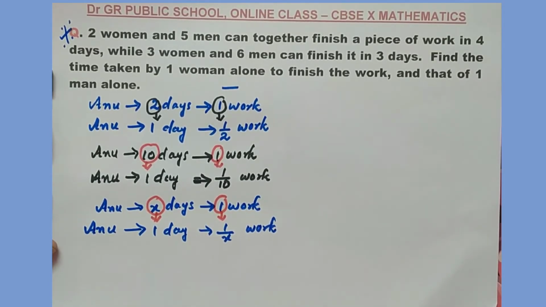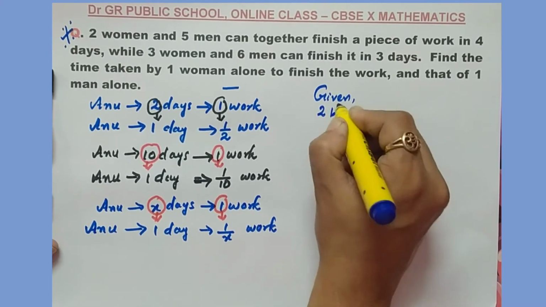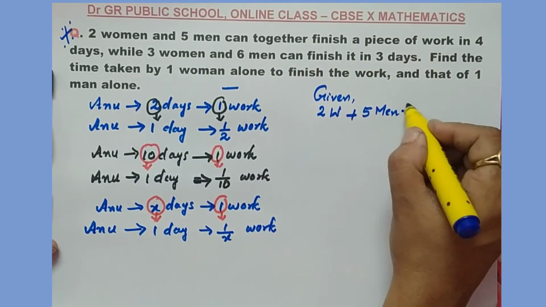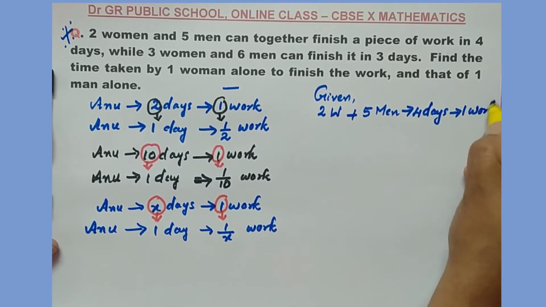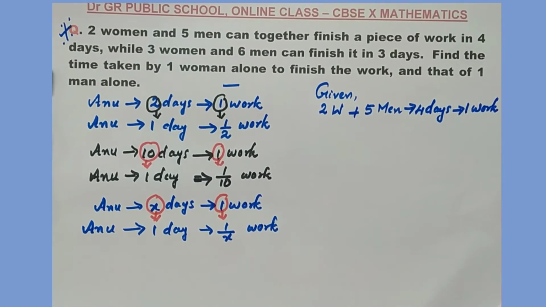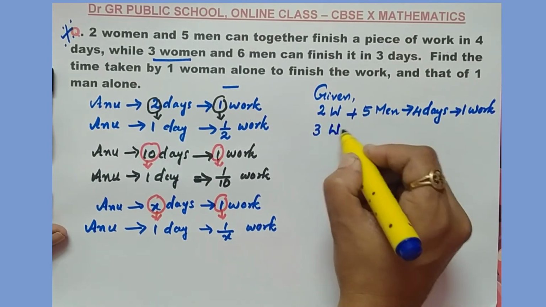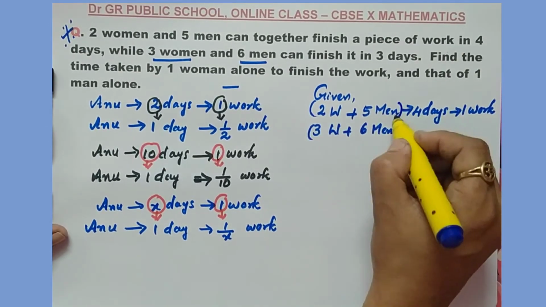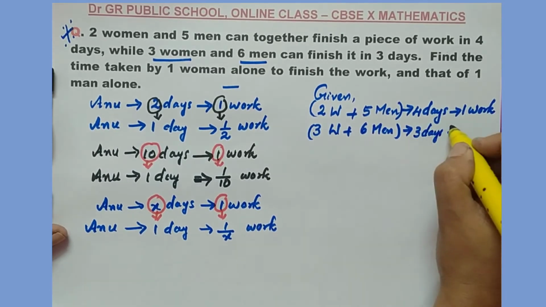Now come to our question. Who are the people mentioned here? Given, 2 women and 5 men can together finish a work in 4 days. In 4 days they can finish one work. This is what the question gives. And the same way, 3 women and 6 men together can finish it in 3 days. In 3 days they can finish one work.